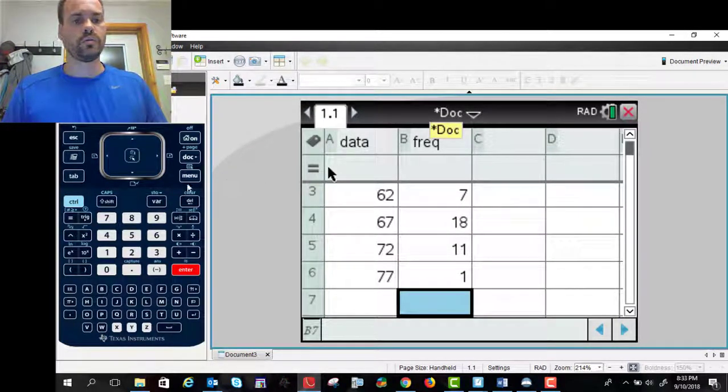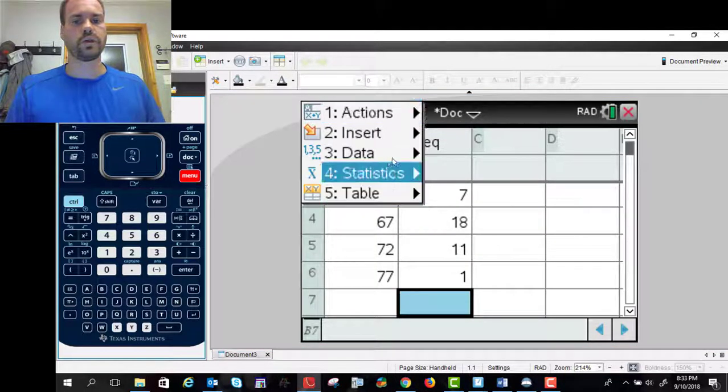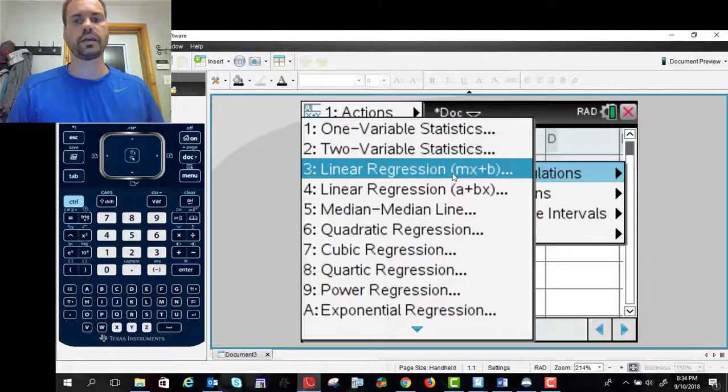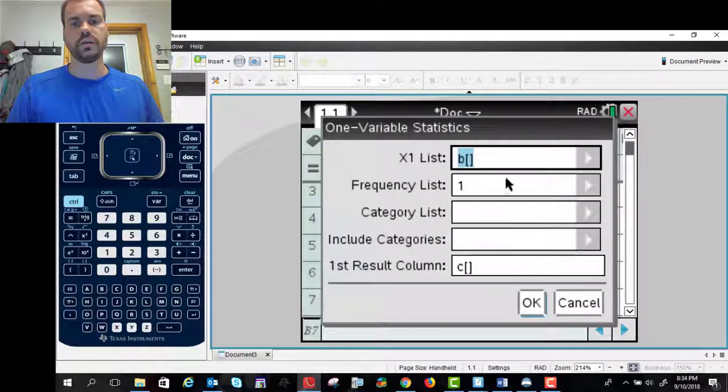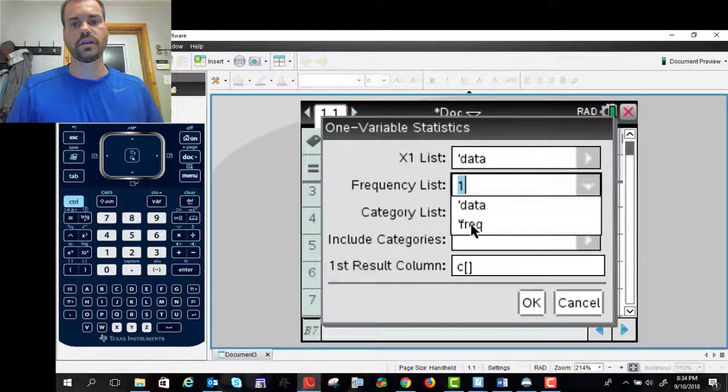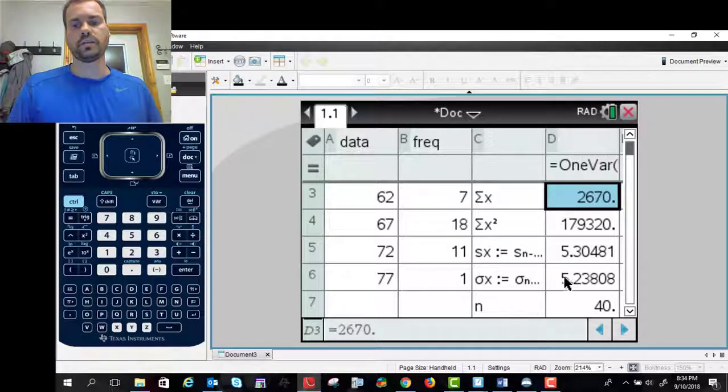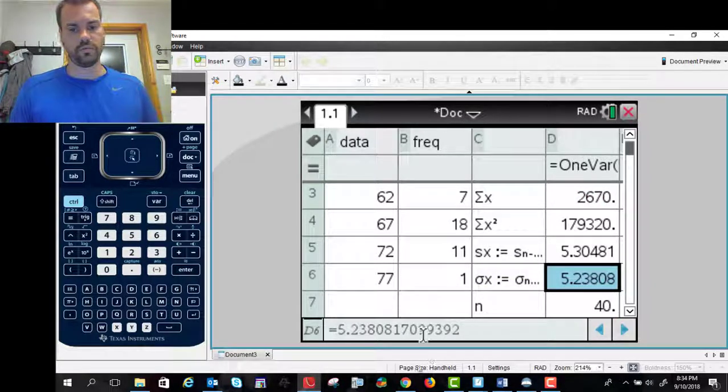And we're going to go into our menu. We're going to ask it to do statistics, stat calculations, and one variable stats. We're going to tell it there's one list and that X list is data. But we're going to change this and say that our frequency list is frequency. And we're going to hit OK. And it's going to tell you my standard deviation is 5.238.